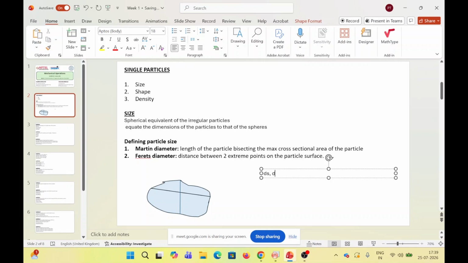Wait, let me just write down the entire stuff. ds, dv, ds, da, dw, dmin, dmax, and dself. All these s, v are subscripts, so here I have written it this way. How many of you know these diameters, the definition of these diameters? ds, dv, dvs, da.